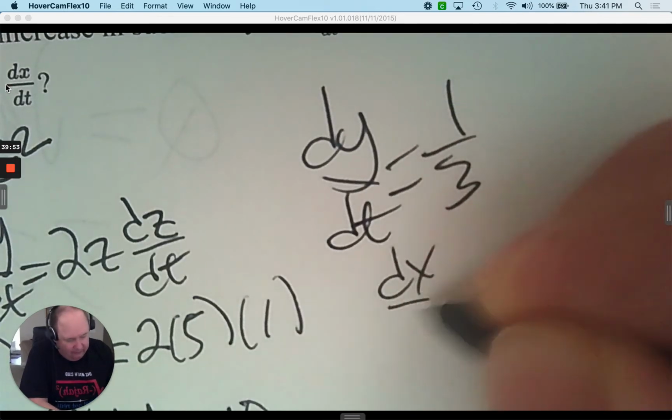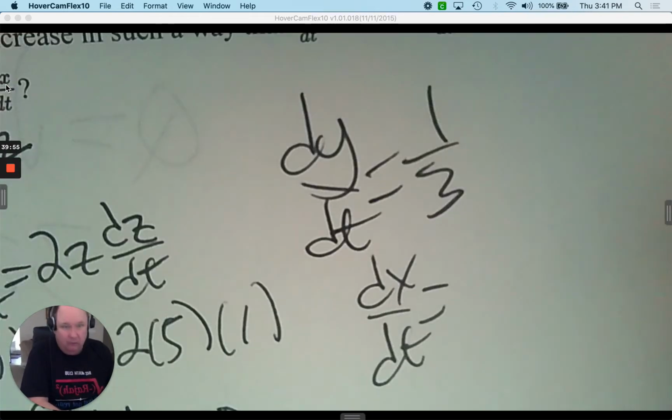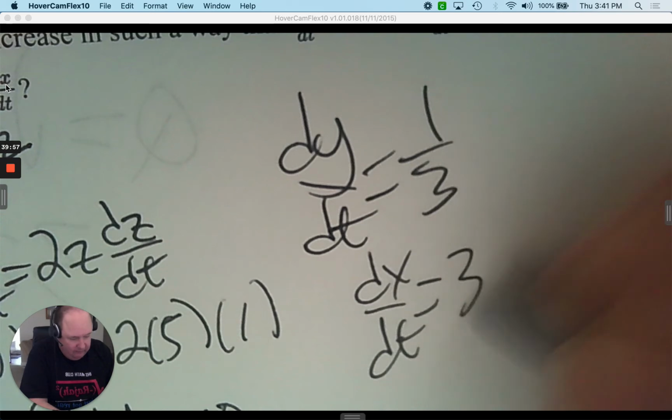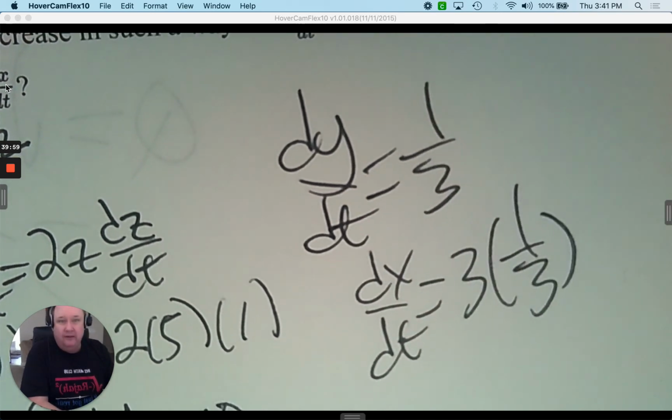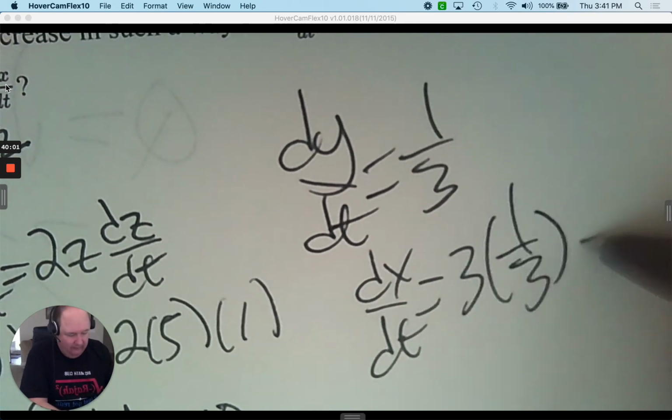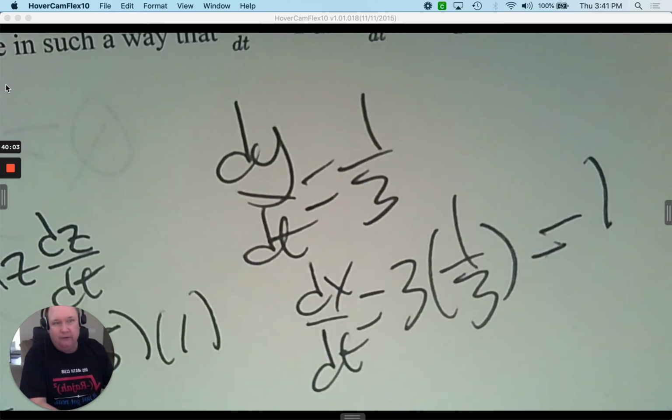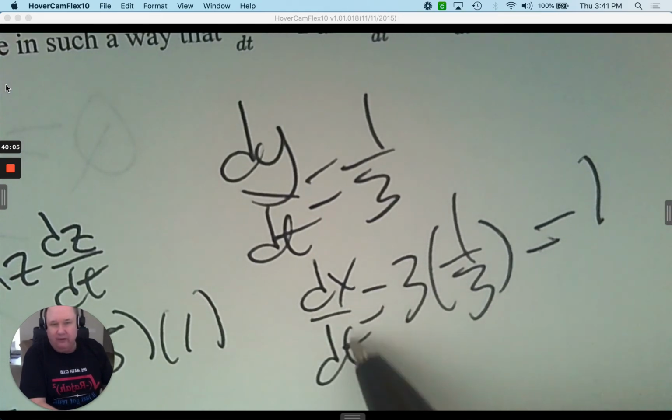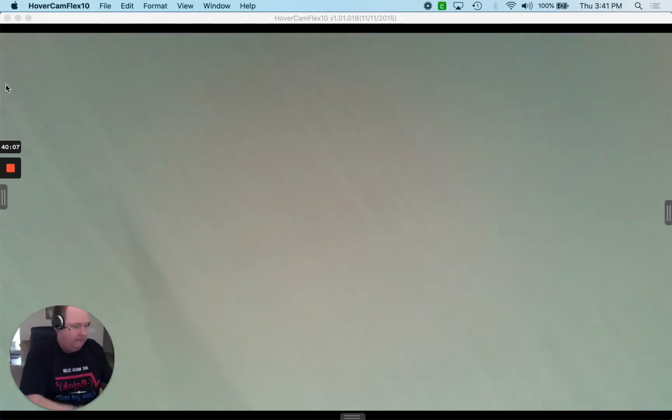It's 1/3. dx by dt is what I'm looking for. It's 3 times that. So it's 3 times dy by dt. So 3 times 1/3, and the rate of change for x is positive 1.